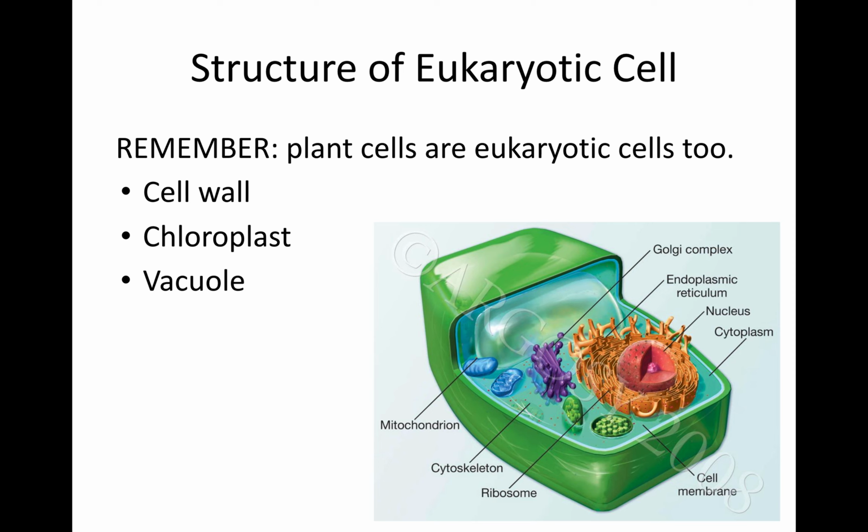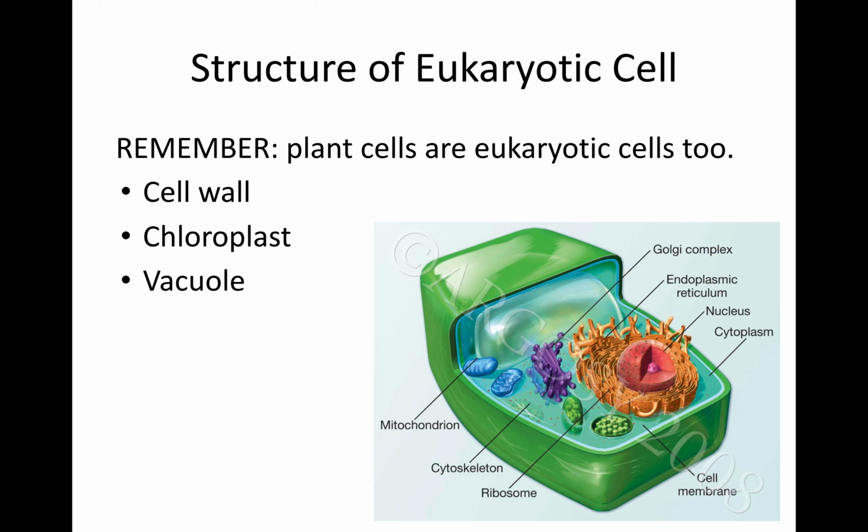Okay, so again, remember, plant cells are eukaryotic cells too. Why? Because they have a nucleus and because they have membrane-bound organelles, okay? They have three things that separate them from animal cells. I will ask you this. They have a cell wall, a chloroplast, and a vacuole.